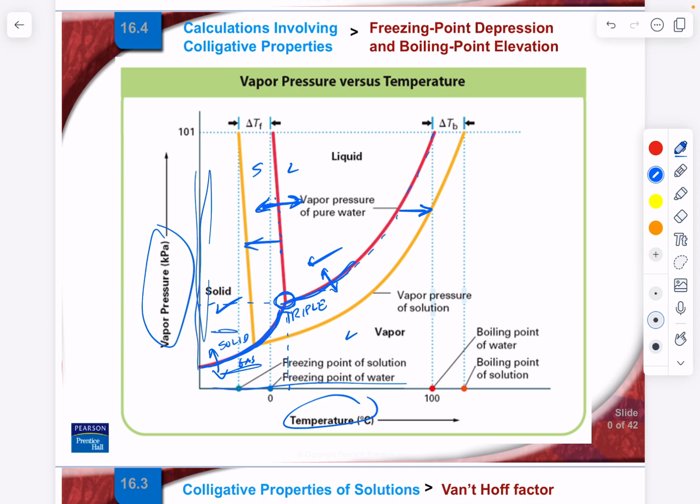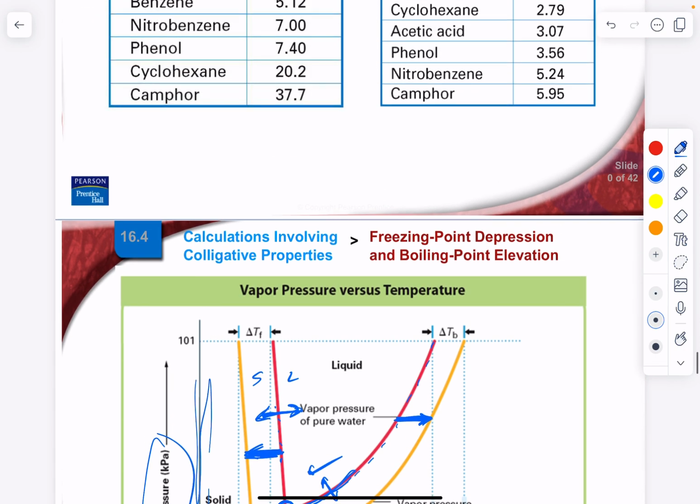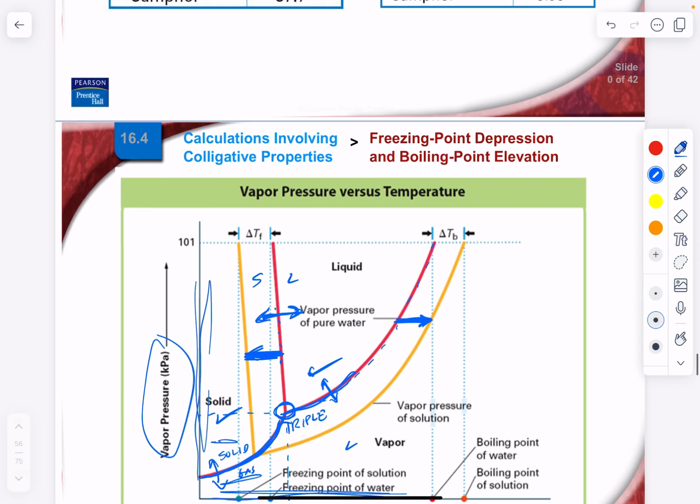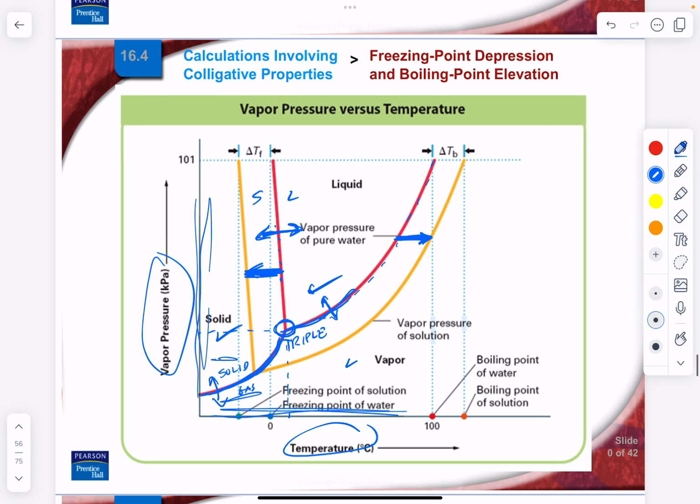Remember, temperature is along the x-axis. So your freezing point gets depressed, your boiling point gets elevated. Now, it is not true that the width of this space and the width of this space is identical. If we go back to our chart, you'll notice that this number here is more than 3 times bigger than that number. But the point is, it is a measurable difference.